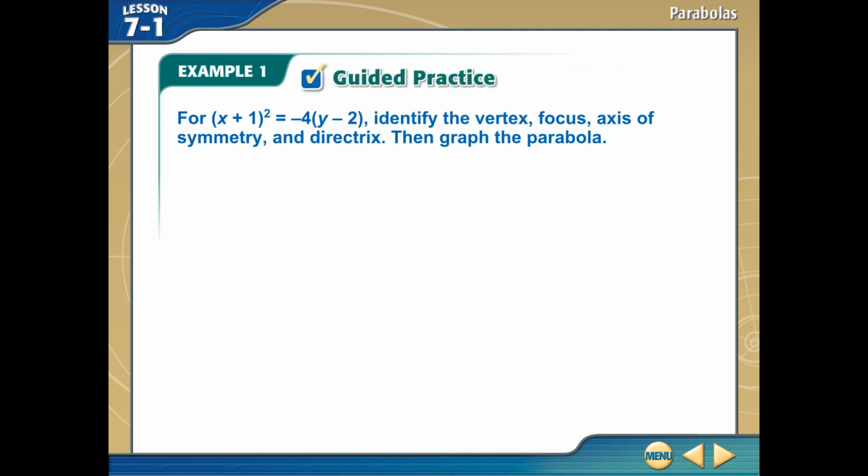All right, so you should pause the video at this point, and then you're going to do the guided practice problem. So you have an equation, you need to make it in standard form, figure out if it goes up or down or left or right, what's the value of P, what's the center point, and then sketch those values.